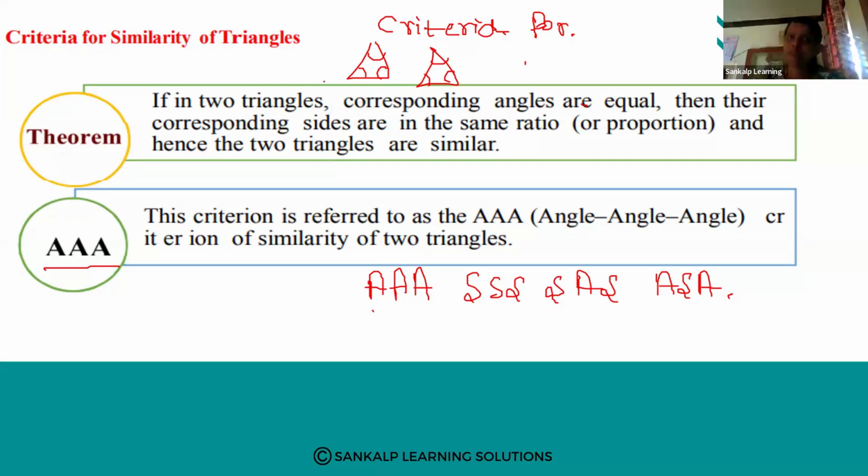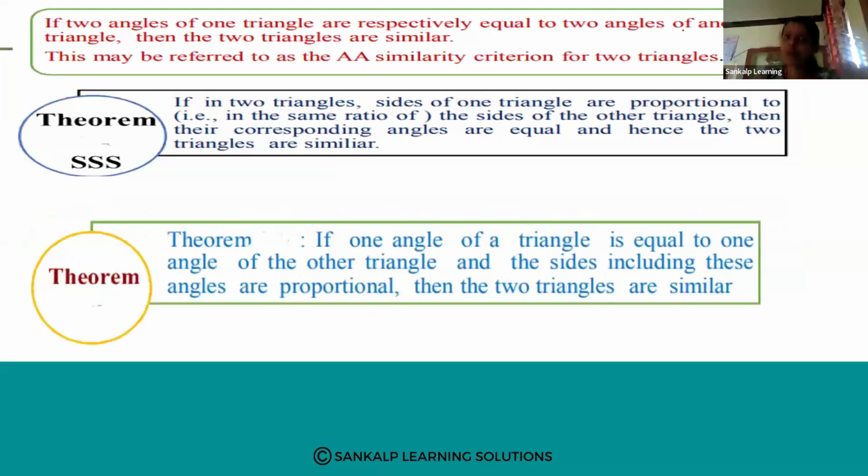Next, if two angles of one triangle are respectively equal to two angles of another triangle. See how many angles are equal here? Two angles. This is very, very important. Two angles of one triangle are respectively equal to two angles of another triangle, then the two triangles are similar. This may be referred to as the similarity criteria for two angles. Means if two angles are equal, we can say that the two triangles are similar.